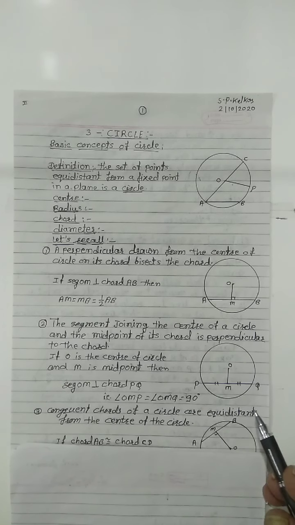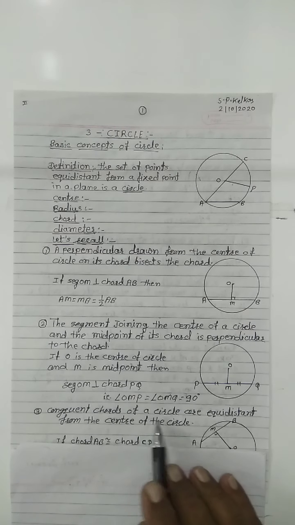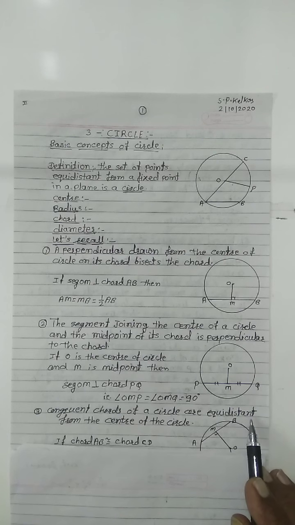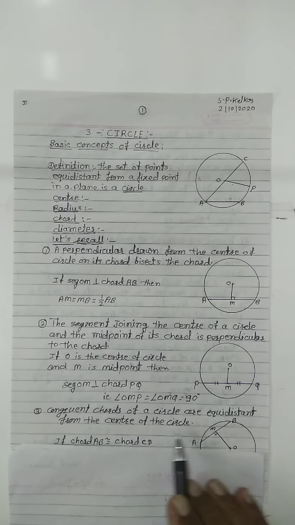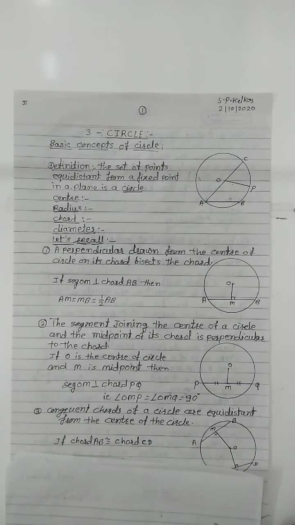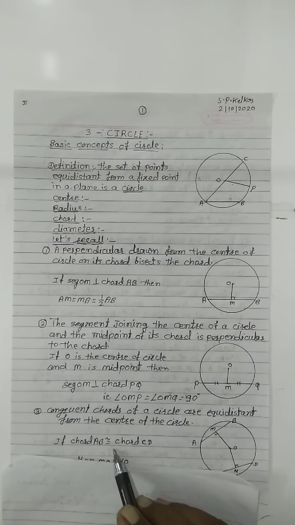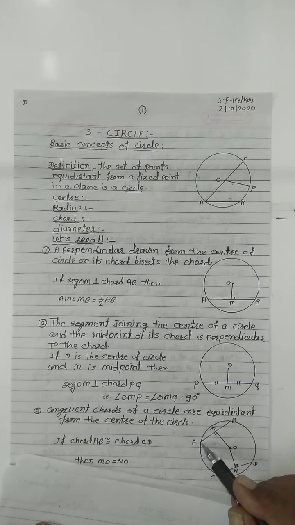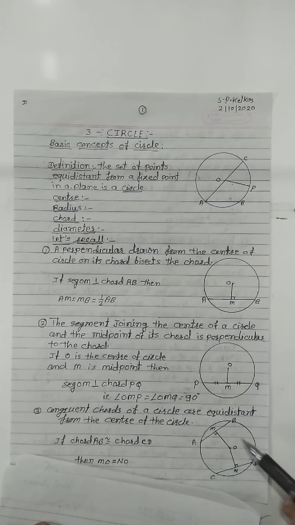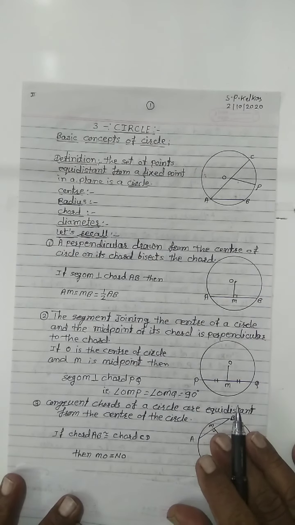Now, third property, congruent chords of a circle are equidistant from the center of the circle. If in a circle there are two congruent chords, if chord AB congruent chord CD, see in this figure, chord AB congruent chord CD, then we say that these congruent chords are equidistant from the center, that is OM equal to ON. In this way, we see the three properties of the chord.